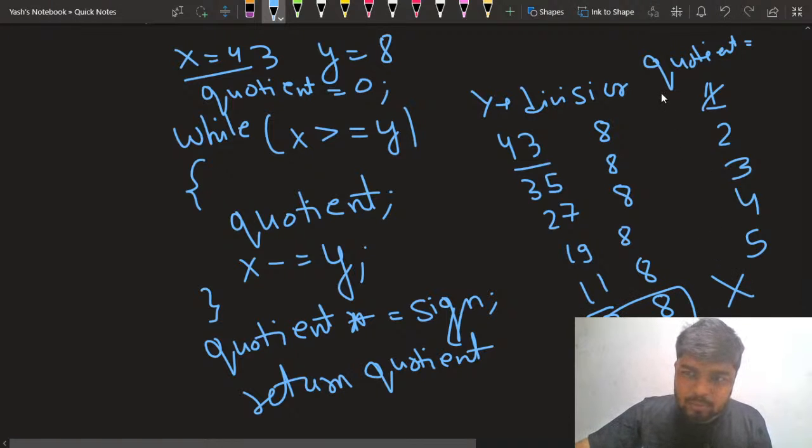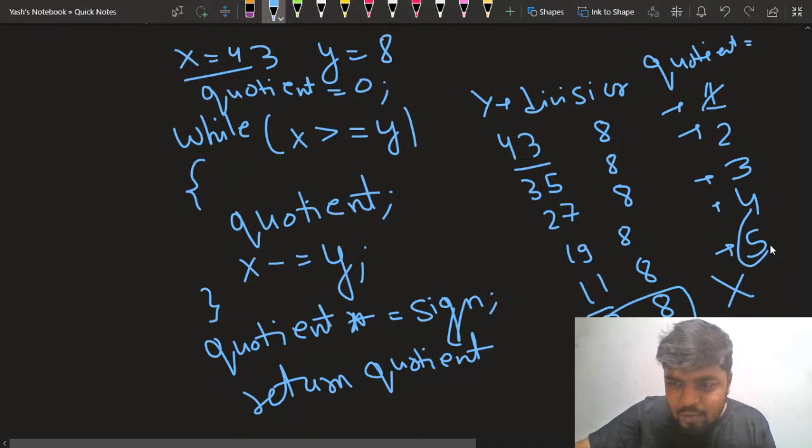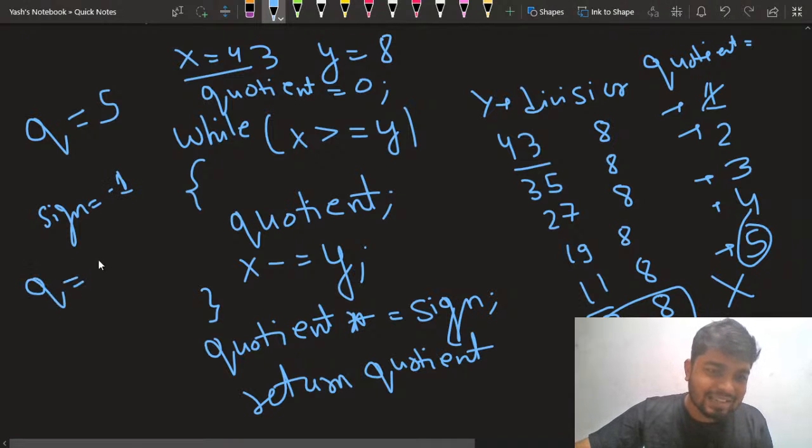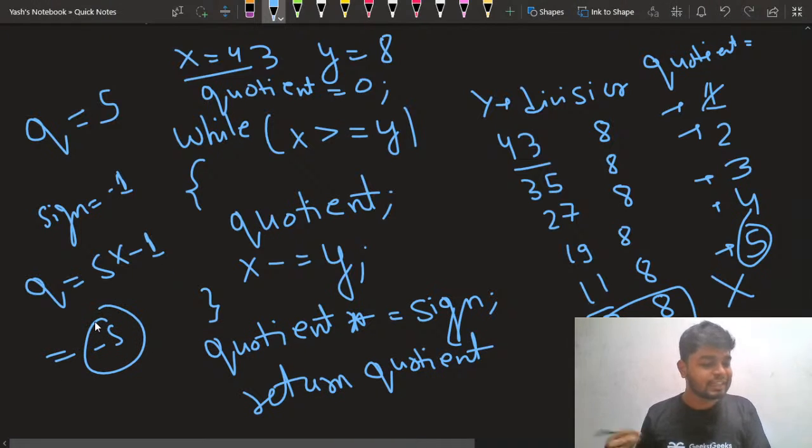But you can see that my quotient was 1, 2, 3, 4 and now 5, and this is what I wanted, right? My quotient is nothing but 5 and my sign is negative, right? So I can multiply that sign, 5 into -1, and in the end I can simply return -5, right? Is this part clear to all of you?